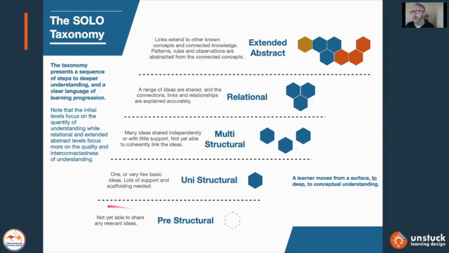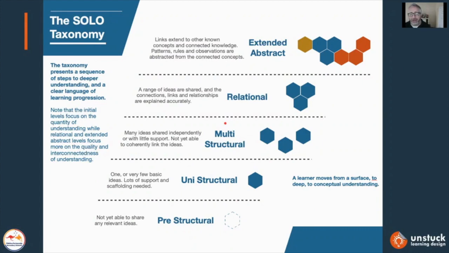So pre-structural is that the students are not yet able to share any relevant ideas. Unistructural would be, well, they have a few basic ideas, or they need lots and lots of support and scaffolding to really understand or to demonstrate that learning outcome. Multi-structural is that many ideas are shared independently or with little or no support, but they're not yet able to coherently link the ideas.